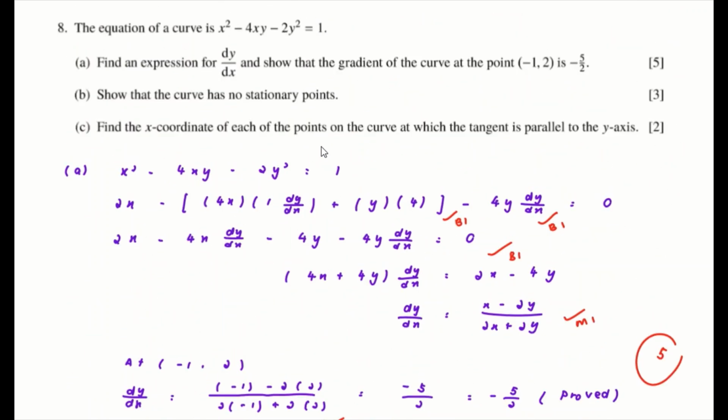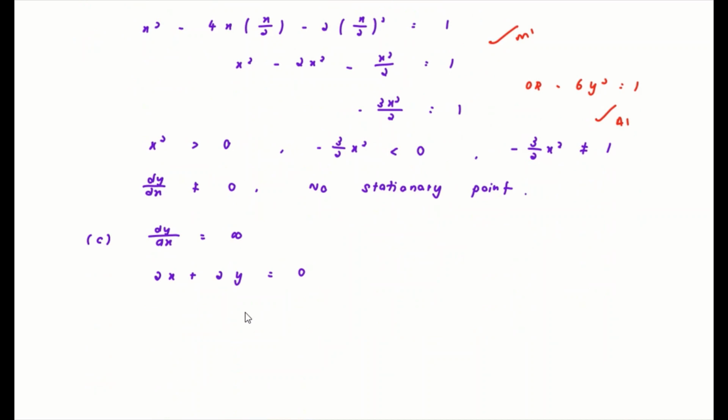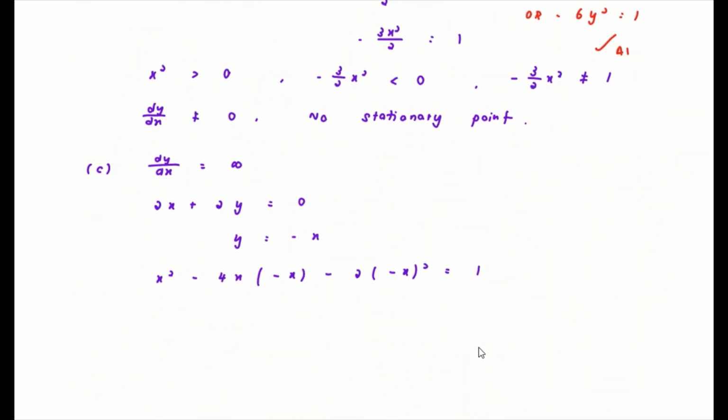Okay, the question only wants us to find the x coordinate, so it's easier for us to substitute y. So y is equal to negative x. Substitute back into the equation that we have: x squared minus 4x, y is negative x, minus 2y, with y negative x, squared equals 1. Am I using the correct thing? Oh, yeah. Okay, so substitute it.